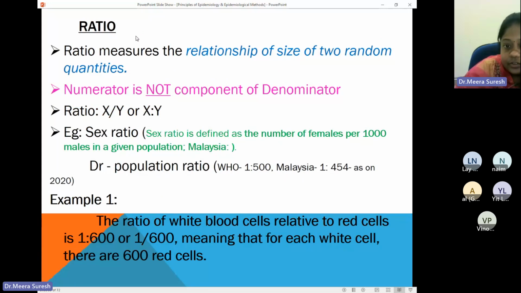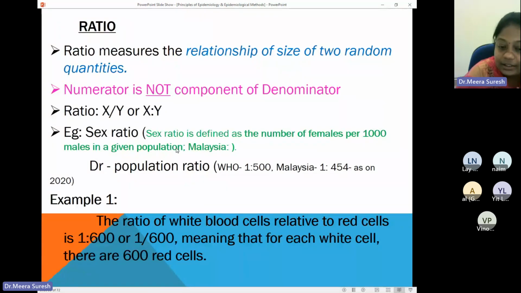We go to the second tool, that is ratio. Ratio measures the relationship of the size of two random quantities. Here, as I told you already, the numerator is not a component of the denominator, and a ratio is always X is to Y or X by Y. Examples can be sex ratio and doctor population ratio. So sex ratio is how many females are there per thousand males.